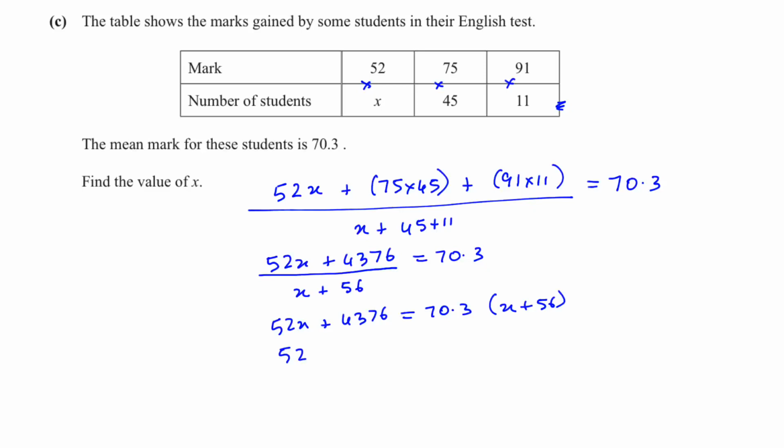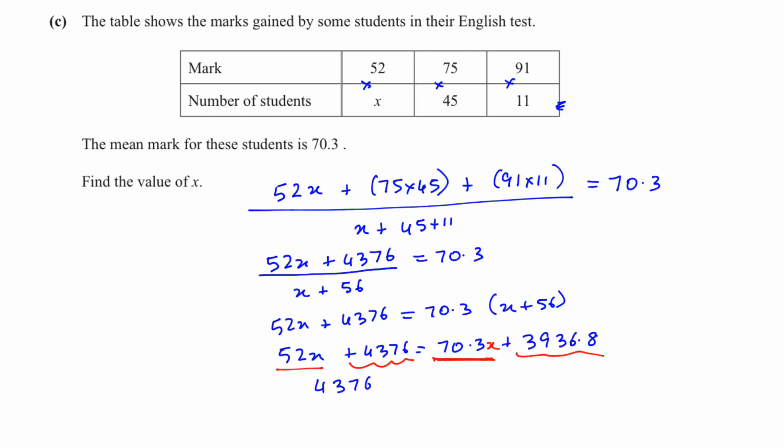52x plus 4376 is equal to 70.3 multiplied by x is 70.3x, and 70.3 multiplied by 56 is 3936.8. Now we will bring the x's to one side and the numbers to the other side. I forgot to write the x here, sorry. Because 70.3x is bigger, I'll bring the 52x to the other side, and it will become negative.